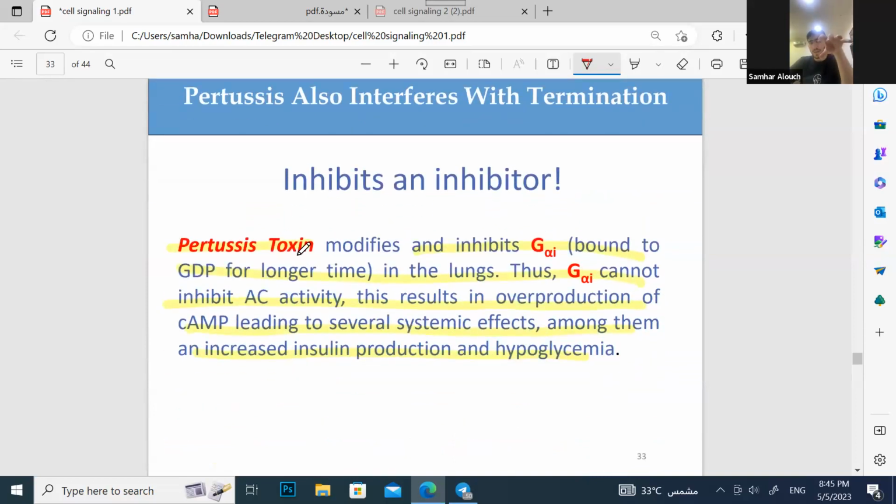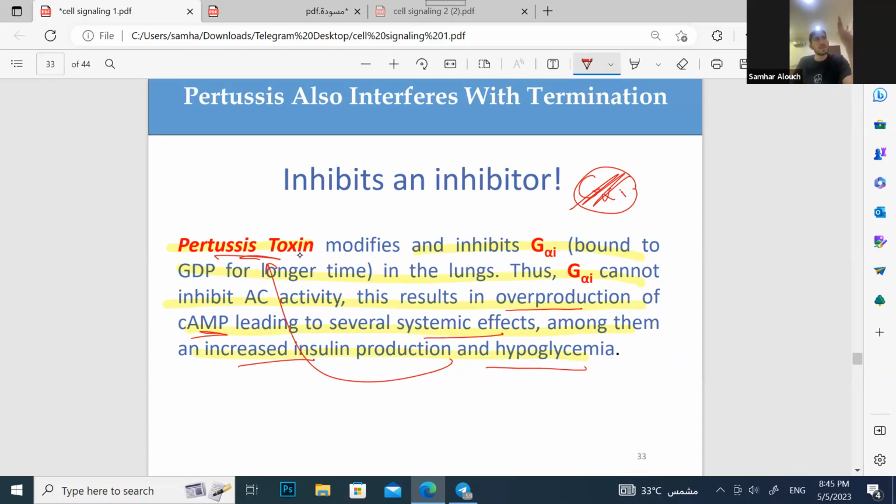Okay, so the other thing is pertussis. Pertussis releases a toxin. This toxin inhibits the activation of G alpha I. G alpha I, we said, goes and inhibits adenylate cyclase. So once pertussis toxin inhibits G alpha I, adenylate cyclase will become active all the time, and so we have cyclic AMP all the time. Because of that, we have overproduction of cyclic AMP, leading to several systemic effects. Among them is the increase in insulin and hypoglycemia, and pertussis, which is whooping cough.